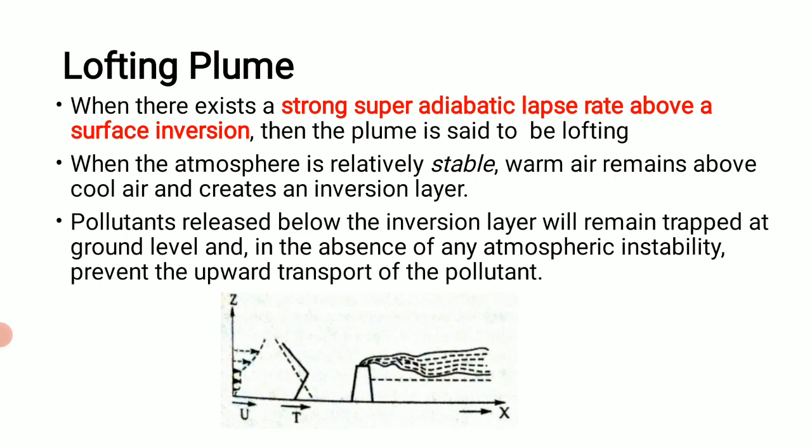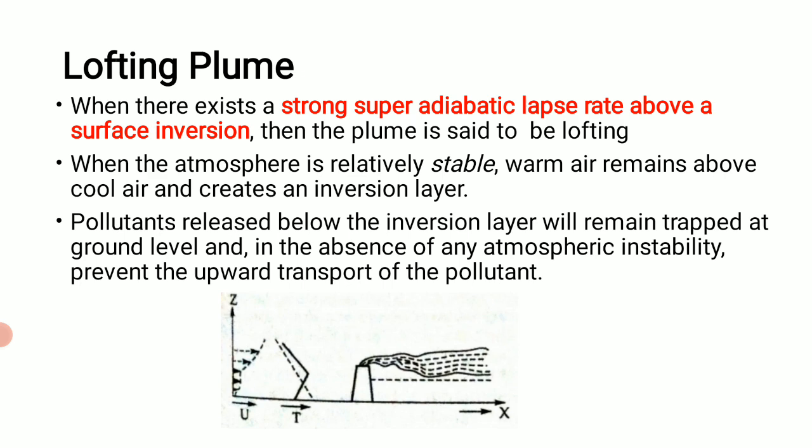Okay, so when the atmosphere is relatively stable, warm air remains above cool air and it creates an inversion layer, that is just below the stack, and the pollutants released below the inversion layer will remain trapped at the ground level, and in the absence of any atmospheric instability it will prevent the upward transport of the pollutant. So if an inversion layer is existing, then the pollutants will not get mixed up in that inversion layer. Okay, so here the inversion layer is below the stack, so the pollutants cannot get dispersed below the stack, so that the pollutants will not reach the ground level in this kind of lofting plume.